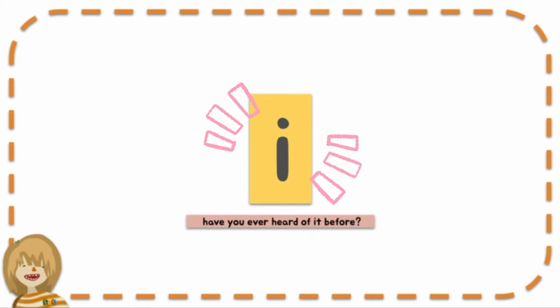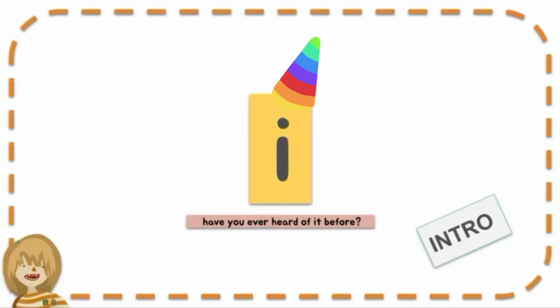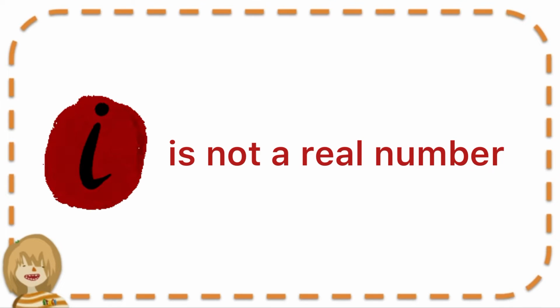We're going to talk about i today. Yes, the letter i. What do you think it is? i is an imaginary number. The funny thing about i is that we don't really have a proper definition because i is not a real number. That means we don't have a tangible number to present.